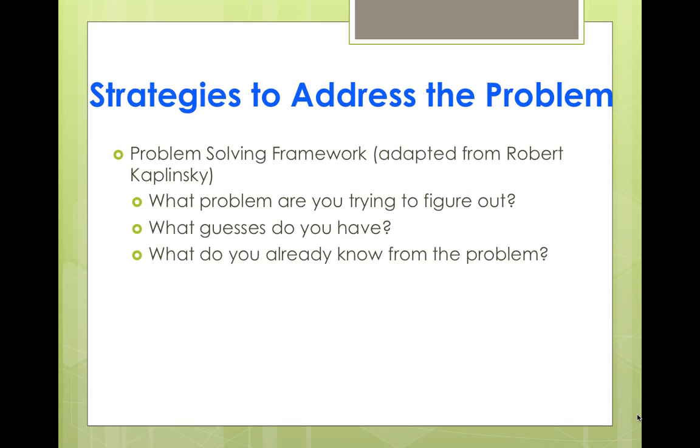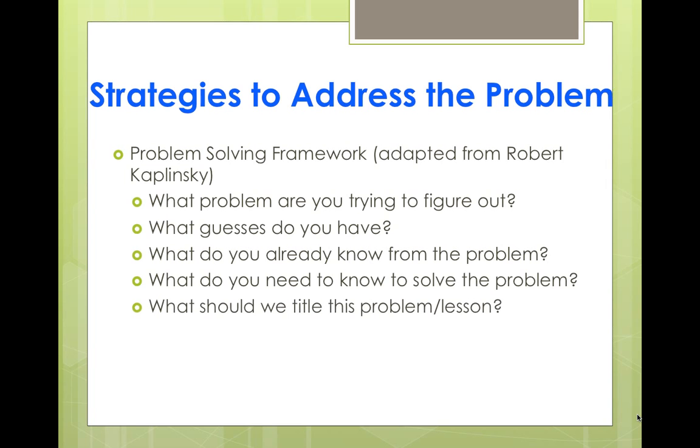Next is, what do you already know from the problem? This is specific information that's provided to you in the problem, so you're just picking this out and writing that down. Next is, what do you need to know to solve the problem? Once again, this is where our standard for mathematical practice may come into play. If a student can tell you what they need to know in order to solve the problem, then you know they have an idea of maybe how they go about answering that.